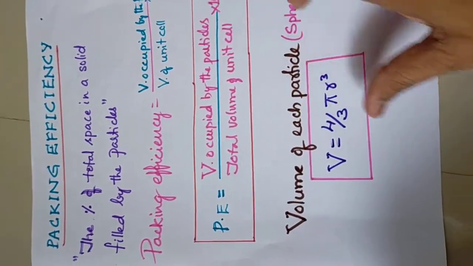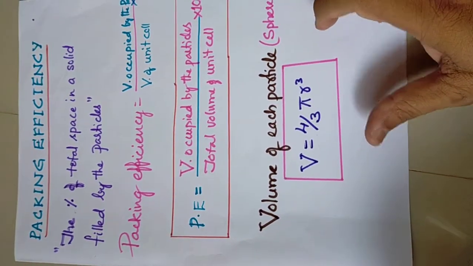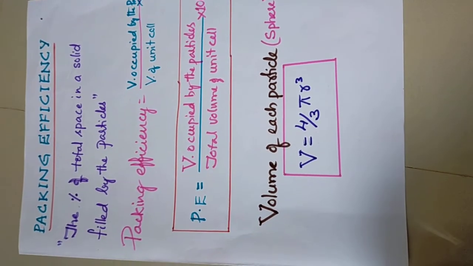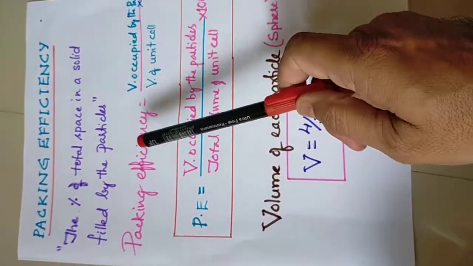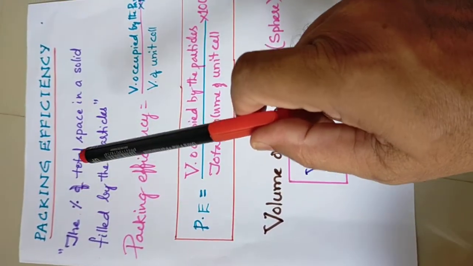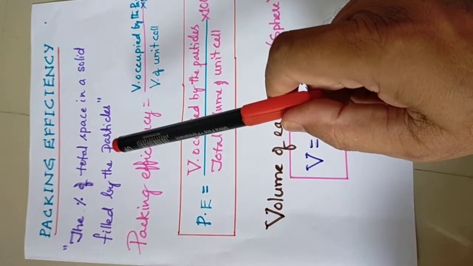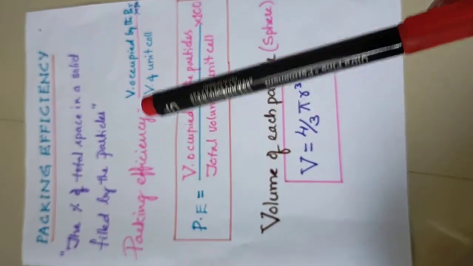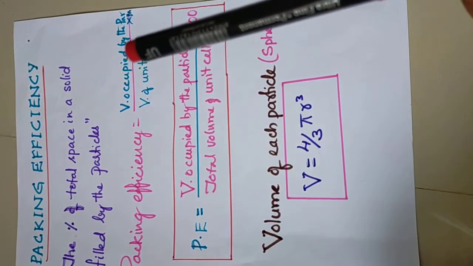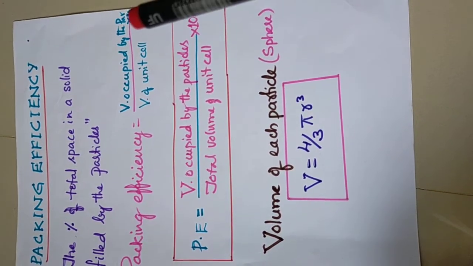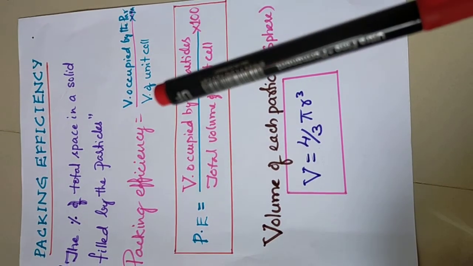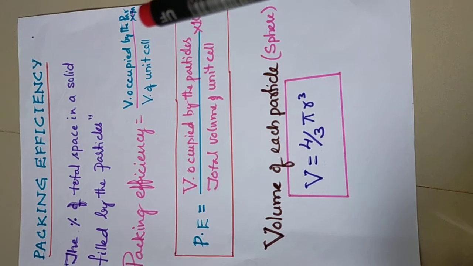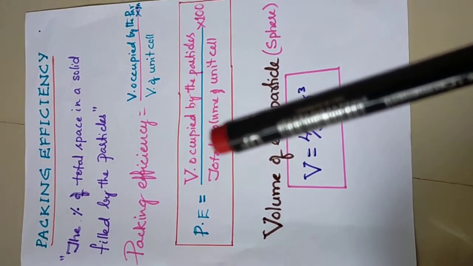This is a very important aspect for the examination, and there will be three derivations on the different types of solids. Here is the packing efficiency. I already told you the percentage of the total space in a solid filled by the particles is called the packing efficiency. There is a formula: the ratio between the volume occupied by the particles, atoms or spheres, divided by the volume of the unit cell, into 100. So just follow it and you can get it clear here.